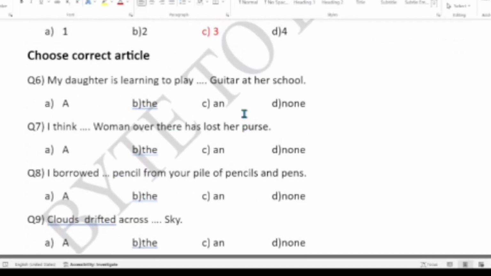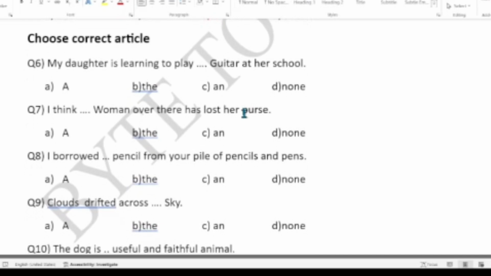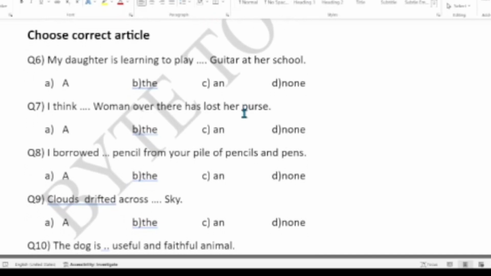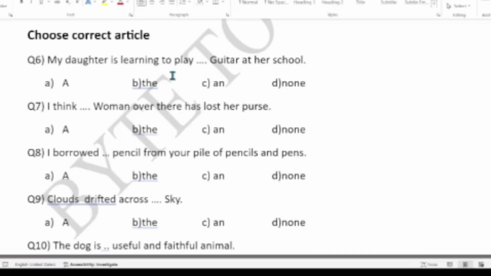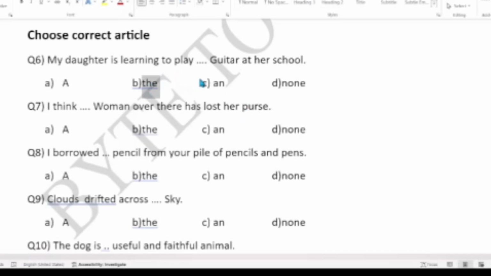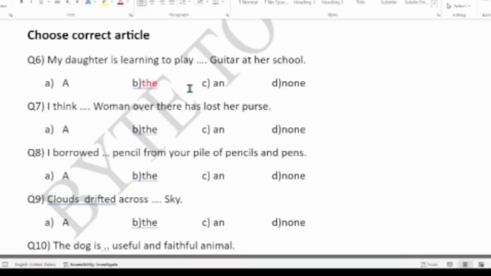Now we choose the correct articles. So first we read sentence number 6. My daughter is learning to play guitar at her school. According to option A, the article a is not correct. The correct answer of this question is the. My daughter is learning to play the guitar at her school.